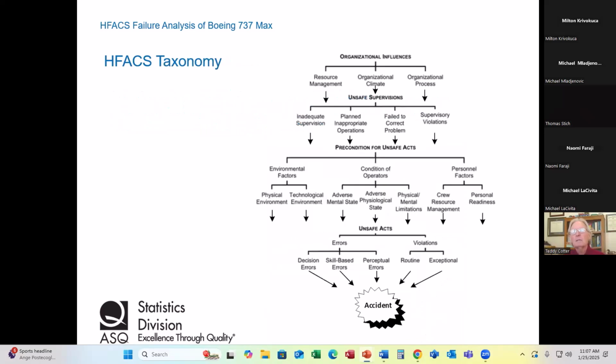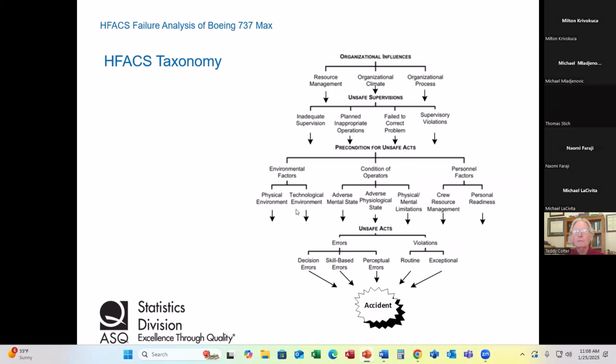So this is the HFACS taxonomy. It has organizational influences, which include resource management. We'll do some definitions in the next few slides. Organizational climate, organizational processes, unsafe supervision, inadequate supervision, planned inappropriate operations, failed to correct known problems, and then pure supervisory violations, where they knew there was a potential failure mode and allowed it to exist. I'm sorry, that's incorrect. That's the intentional supervisory violation for other opportunities or other issues.